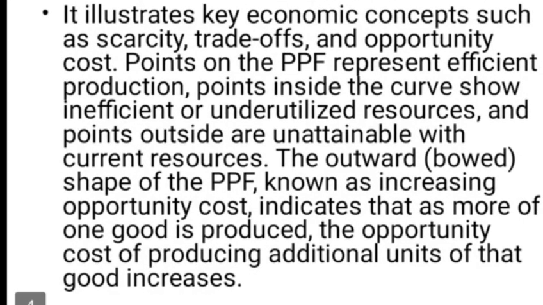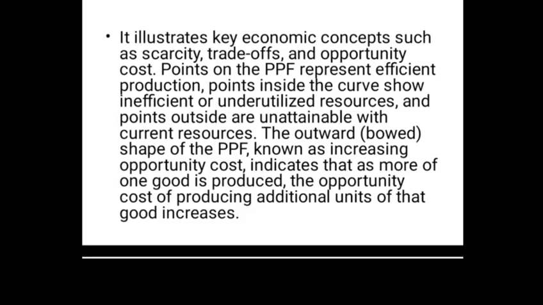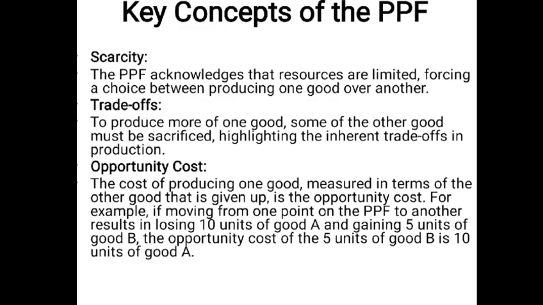So it illustrates key economic concepts such as scarcity, trade-off, and opportunity cost. Points on the production possibility frontier represent efficient production. Points inside the curve show inefficient or underutilized resources, and points outside are unattainable with current resources. The outward bowed shape of the PPC shows increasing opportunity cost. It indicates that as more of one good is produced, the opportunity cost of producing an additional unit of that good increases. So here the key concept, first thing, is scarcity.